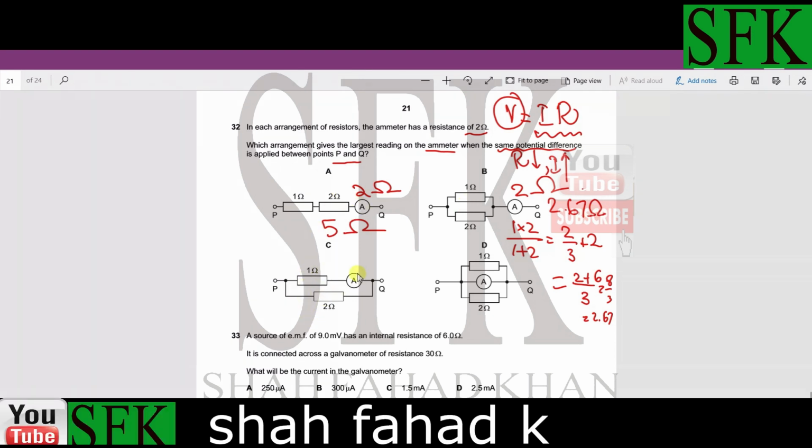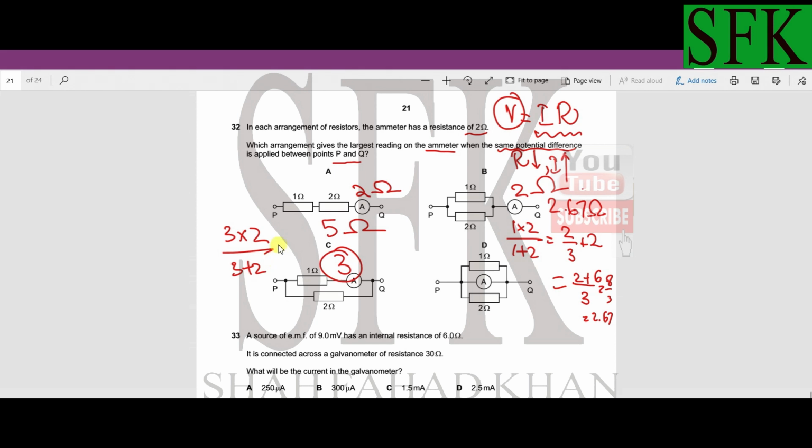What about option C? 1 plus 2 is actually 3. These two, 3 and 2, are in parallel. So 3 times 2 upon 3 plus 2 turns out to be 6 upon 5, which is 1.2 ohms, even lesser.